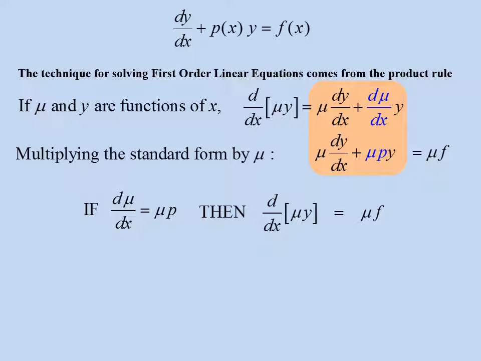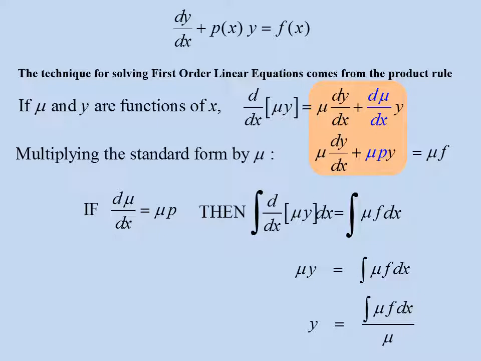Now, if we take the integral of both sides of this, the integral of the derivative of mu times y is mu times y. And we can solve for y just by dividing both sides by mu. So that's kind of the idea. And again, this is all fine and dandy as long as this is true. So that's kind of our technique. We want to find the mu that makes this true.